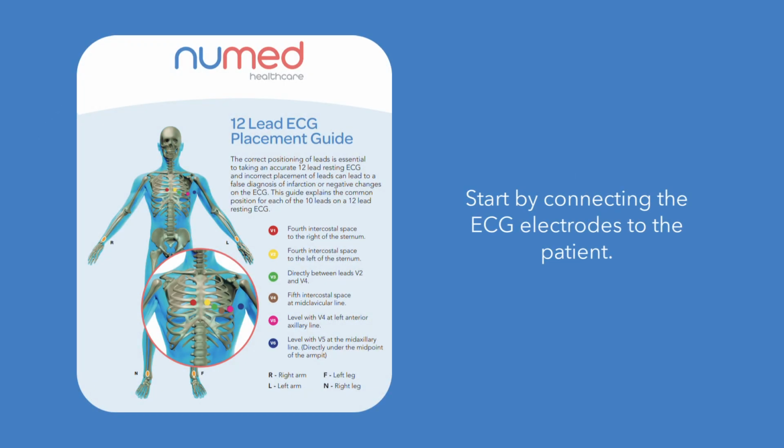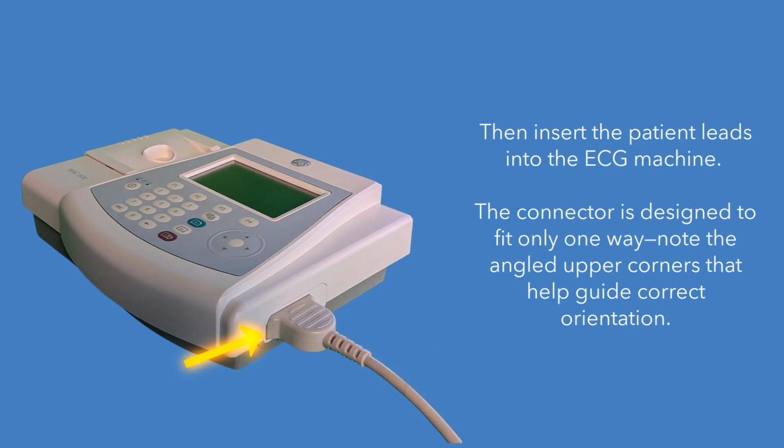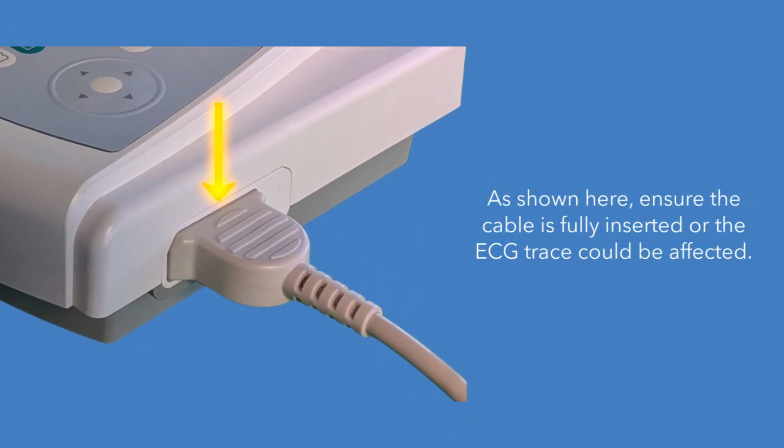Start by connecting the ECG electrodes to the patient. Then insert the patient leads into the ECG machine. The connector is designed to fit only one way. Note the angled upper corners that help guide correct orientation. As shown here, ensure the cable is fully inserted or the ECG trace could be affected.